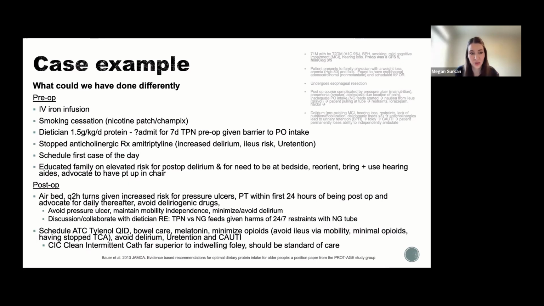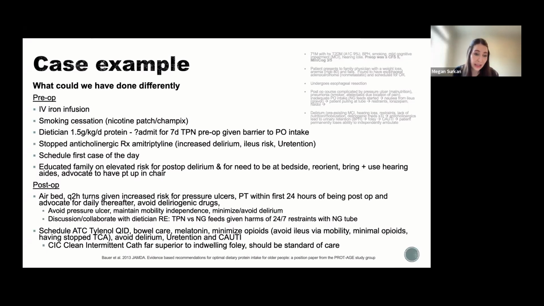Could have tried to get him scheduled as early as possible. And then talk to family about the fact that he does have an increased risk of delirium. They need to be there at the bedside as much as they can, advocate to have him up in the chair, reorient, bring in newspapers, use those hearing aids, and try to advocate for mobilization. Those are all things we could have flagged preoperatively.